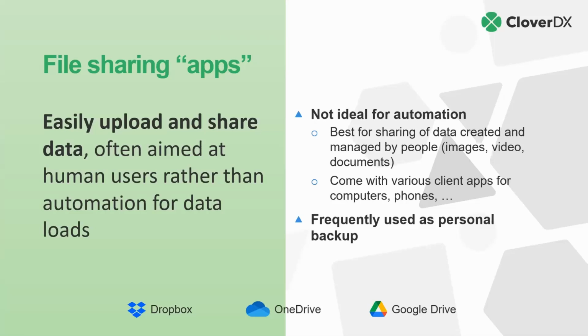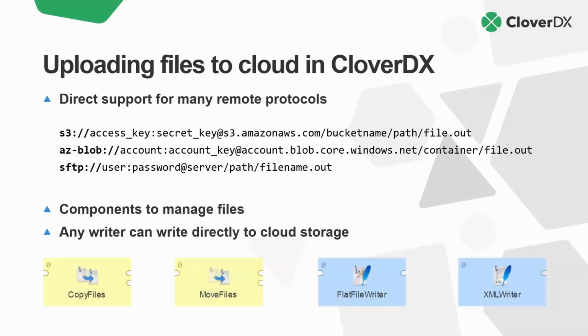And as I mentioned, I'll be talking a little bit about Clover when talking about how to do these things. So in Clover, loading files into cloud is actually fairly simple. We have many different ways of doing that. You can either, for example, write directly into cloud storage like S3 or Azure Blob. You just need to provide the URL of the file, and any kind of file that you produce can be written like this.